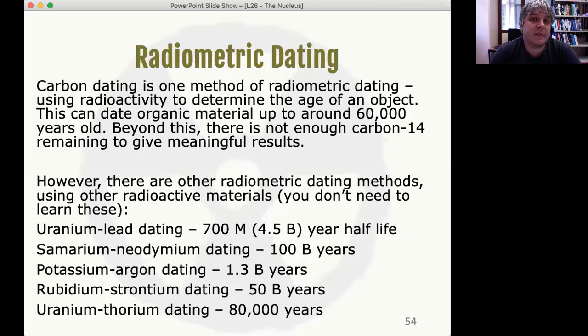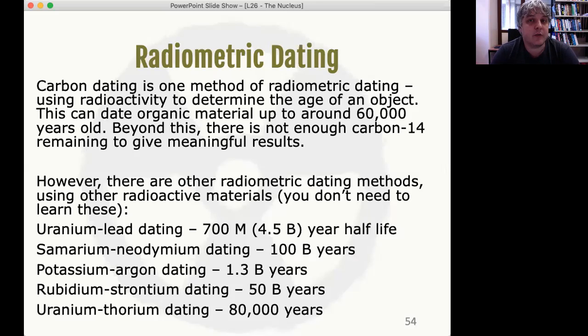Carbon dating is one type of what is called radiometric dating. Radiometric simply means using radioactivity as a meter, radiometric. And we're using dating because we're using it to determine how long ago something died or was formed. Right? So that's what radiometric dating means, and carbon dating is one type of that.